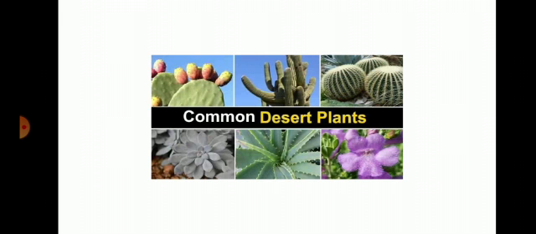But desert plants lose very little water through transpiration because they have waxy coated stems. The waxy coating on the stems means desert plants lose very little water.